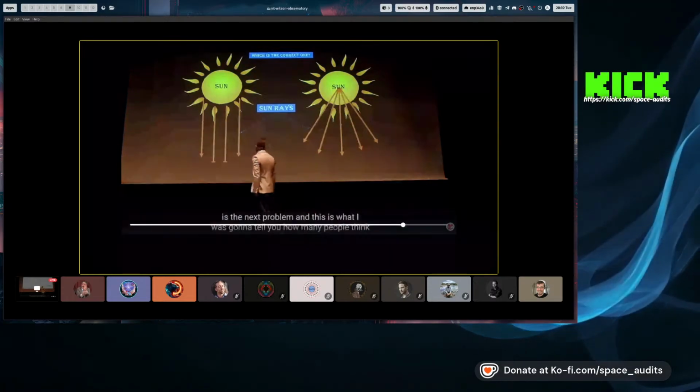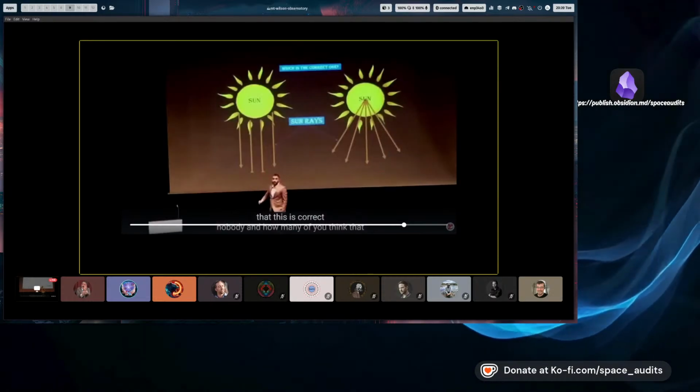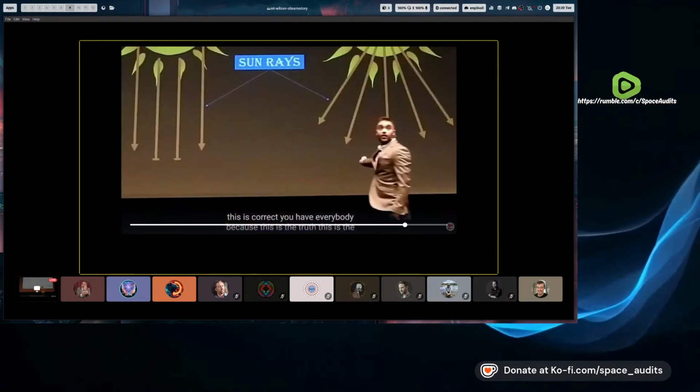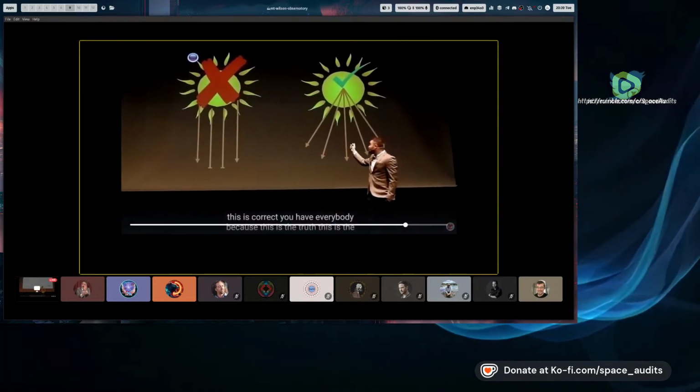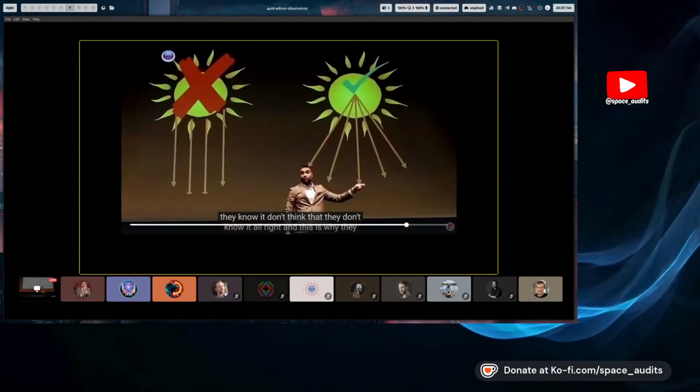So once you draw the ball earth map, you're going to have another problem. This is the next problem. This is what I was going to tell you. How many people think that this is correct? Nobody. And how many of you think that this is correct? Good, everybody, because this is the truth. They know it. They know that the angles of elevation come from the center. Don't think that they don't know it.